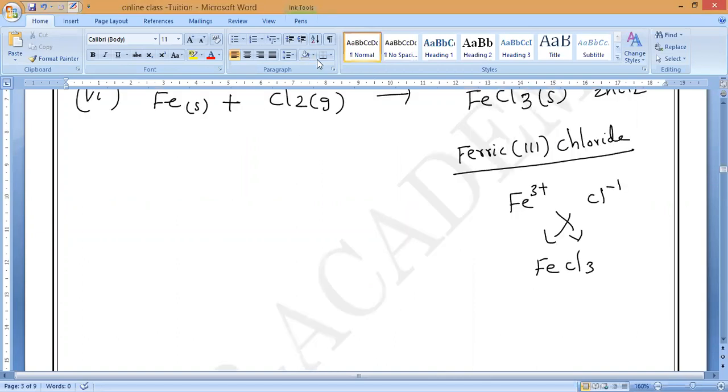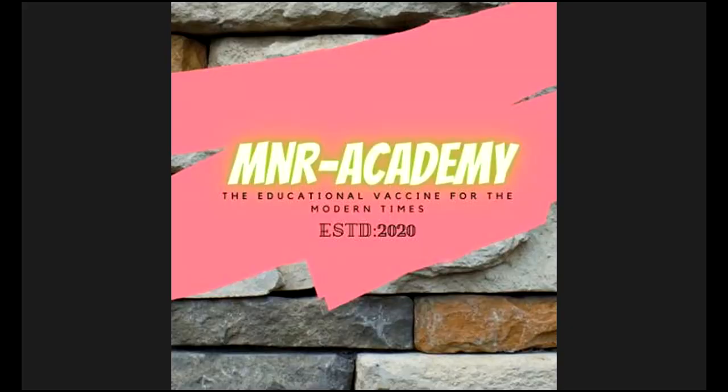Now, till here, metal plus chlorine gas will react directly. Without heating, they will form these products. Now, on heating only, observe very carefully, guys.